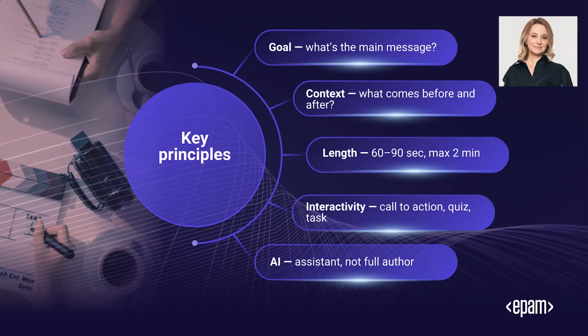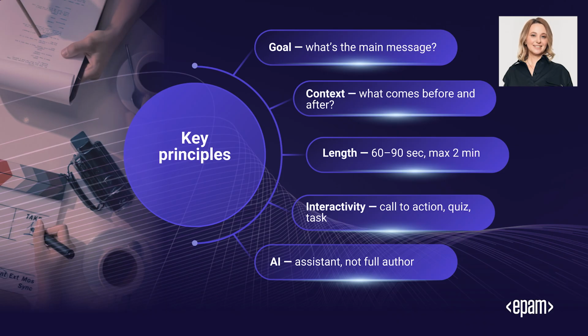The fourth principle: make it interactive. A video shouldn't just be a passive watch. Add a small call to action after it: a question, a quick task, or a mini quiz. Example: the video explains how to run a customer interview. After watching, learners get a task: write down 3 questions you would ask a client. This makes the learning active.